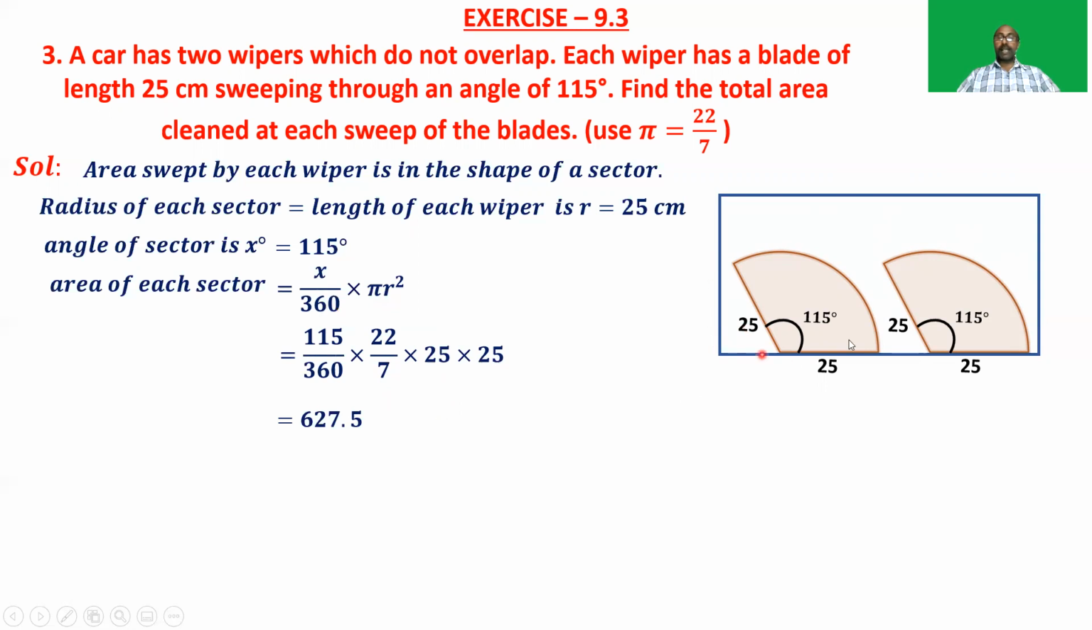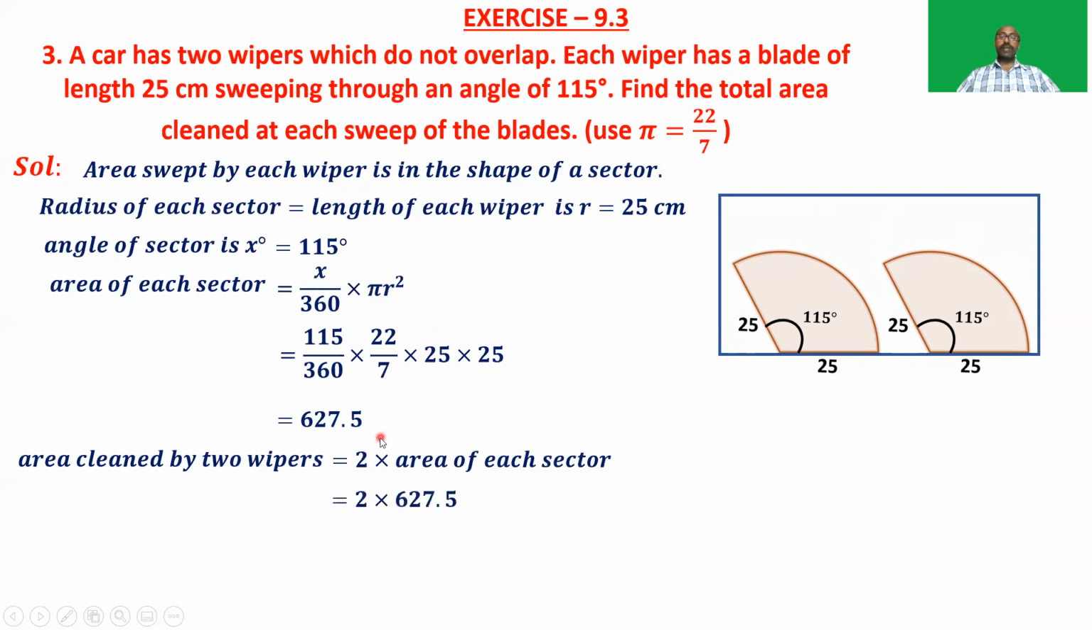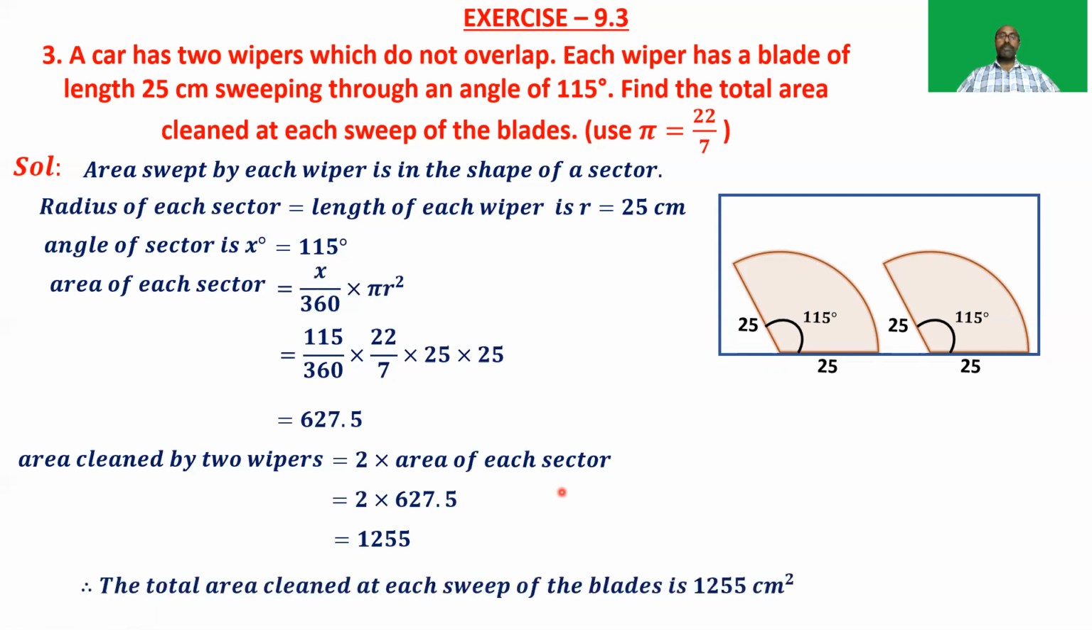So area of one sector is 627.5, and now area cleaned by two wipers is 2 into area of each sector. That is 2 into 627.5, which is equal to 1255. So the total area cleaned at each sweep of the blades is 1255 centimeters square. We just have to observe in this problem that the area swept by each blade is in the shape of a sector. After that, we can easily find the area of sector and the area cleaned by each sweep of the blades.